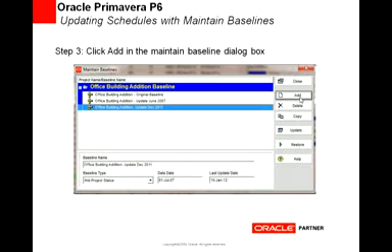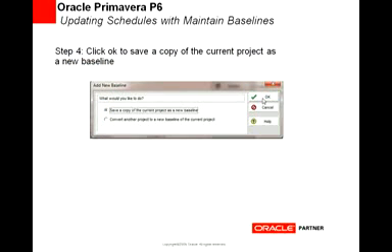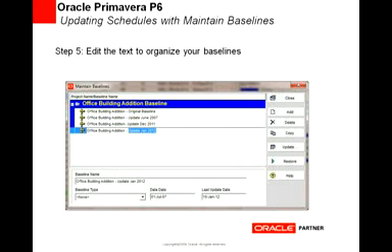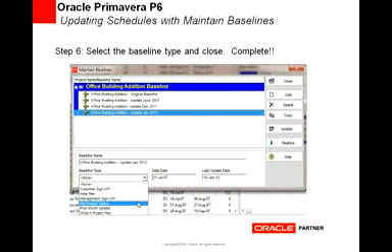create a new baseline. So in this dialog box, you click add, which is shown there, and then it brings up this dialog box, and you say save a copy of the current project as a new baseline, and click OK. And I would recommend editing the text of the baseline you just created to make sure you're organized. And I would also recommend putting it as a baseline category to keep more organized. And those are the steps for creating a baseline. You're done. It's complete. You've created that.